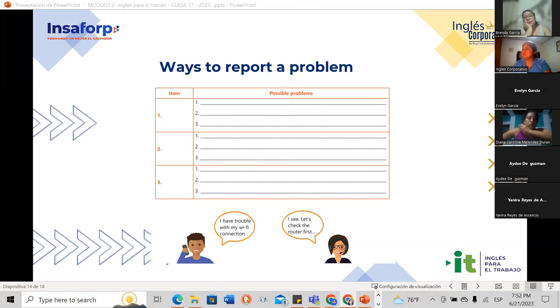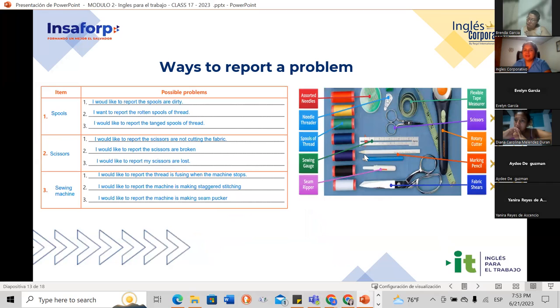Teacher, yo no entendí. ¿Era una conversación o eran solo ejemplos? Solo era como reportar. Iba a reportar un problema de una tool que usted utilice, de algo que usted utiliza para trabajar. Pueden tomar tres objetos de los que ya les enseñé, de estos o de otros si ustedes quieren. Y me van a reportar los problemas que ustedes tienen con esos objetos.